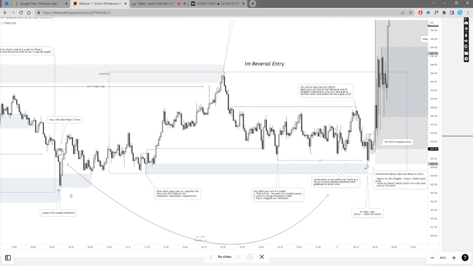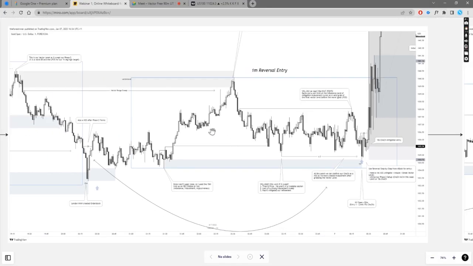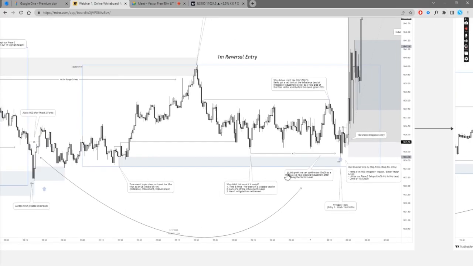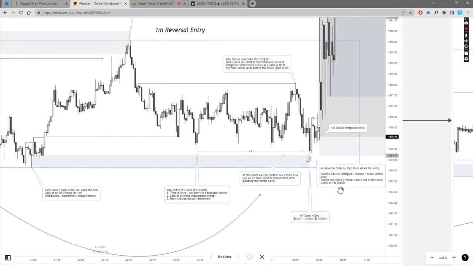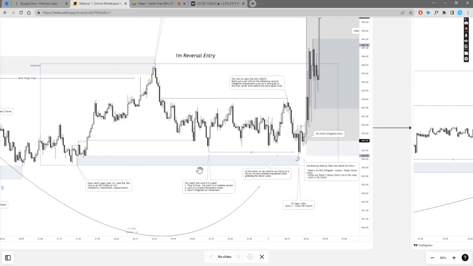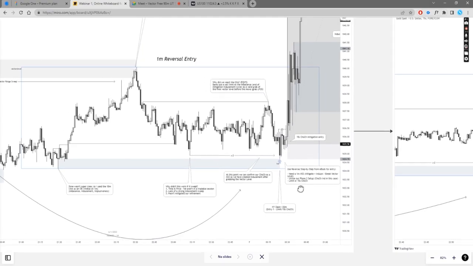Now at this point, we can confirm our change of character as a market structure shift because it mitigated our vector level and then induced it. Now that's kind of complicated, and we'll go over that another time. But it's very important that if you don't get this, it's not a market structure shift. You have to follow certain rules for there to be a market structure shift, okay? And in hindsight, it involves mitigating everything first, okay? Also in the ebook, there's a step-by-step for a reversal, how to trade a reversal, so you can follow that within here. But essentially, we're ticking the boxes after seeing our last bit of inducement here.